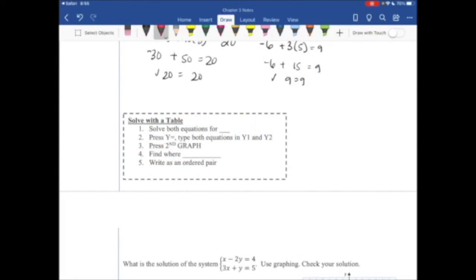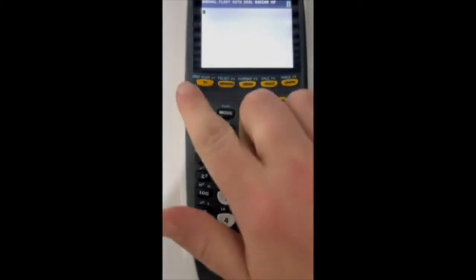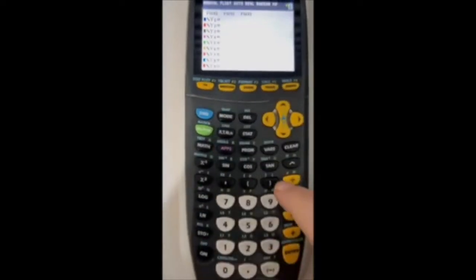Another way to solve is by using a table. You want to solve both equations for y, then we'll use our calculators to do steps 2 and 3. On step 4, we're going to find where y1 equals y2, and then we can write our answer as an ordered pair. To use a table to solve a system of equations, we're going to go into y equals.